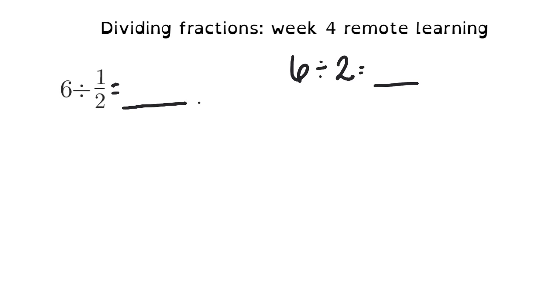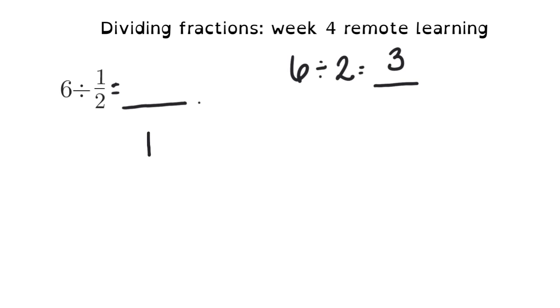Everyone knows what 6 divided by 2 is, and that's 3. So let's think about it in a story problem. So let's think, Talisha is making cakes for field day. She has 6 cups of flour and needs 2 cups to make 1 cake. How many cakes can she make?